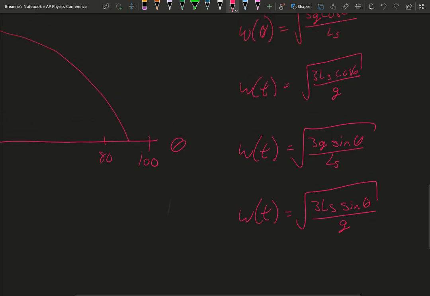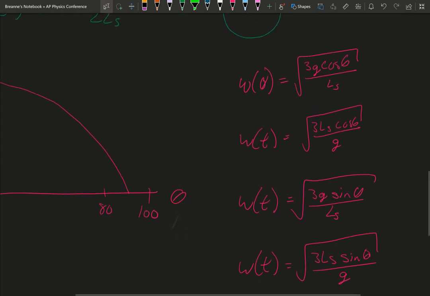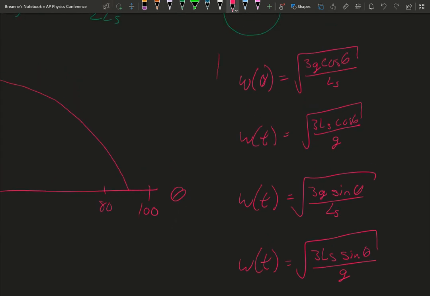So your correct answer is the first one. And the little explanation they give is, an equation equal to omega must have units of radians per second. Of the choices of equations, only the 2 choices that have g over ls would give the correct units.